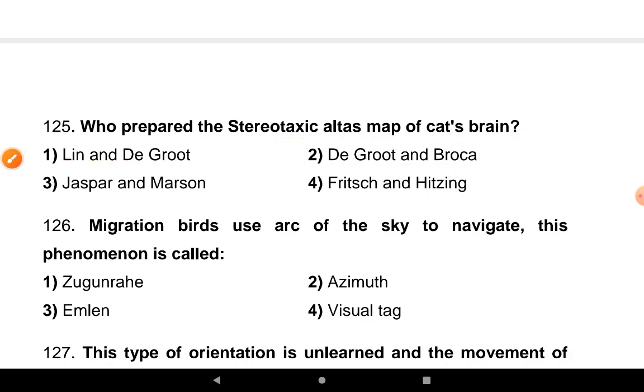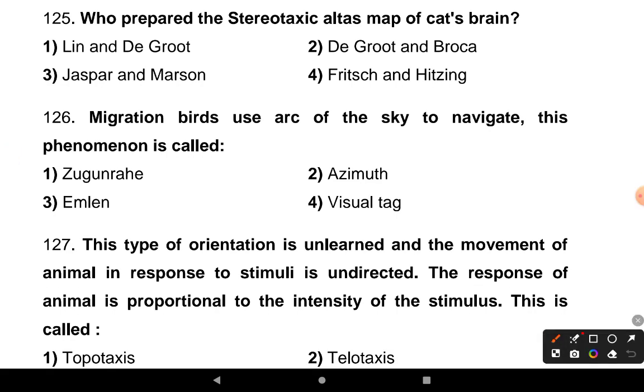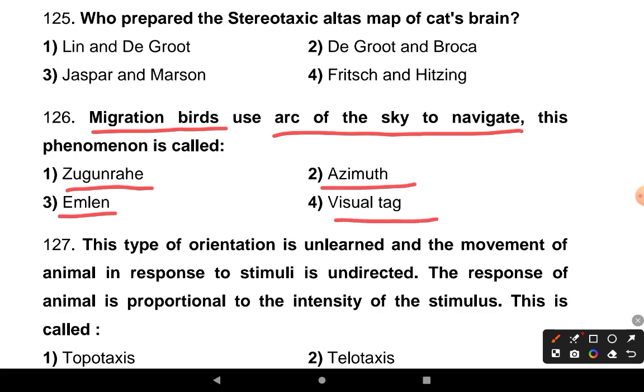Our next question is, migratory birds use arc of sky to navigate. This phenomenon is known as Zugunruhe, azimuth, Imlane, visual tag. So correct answer is option 2. Migratory birds use arc of sky to navigate. This is known as azimuth.